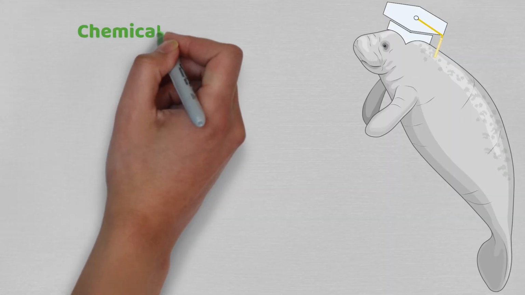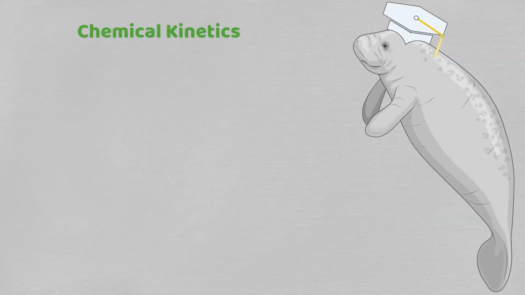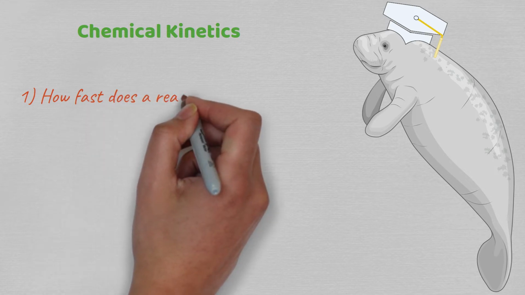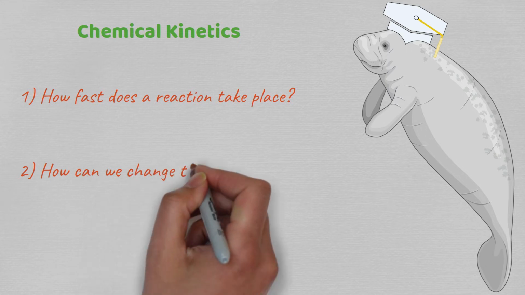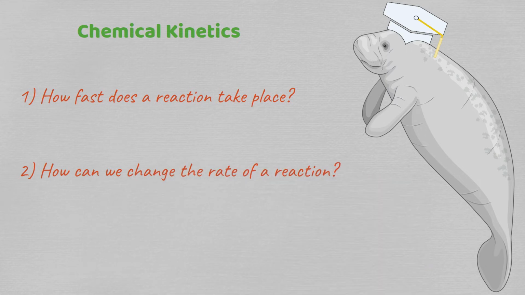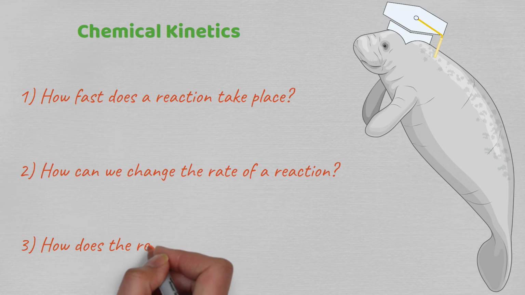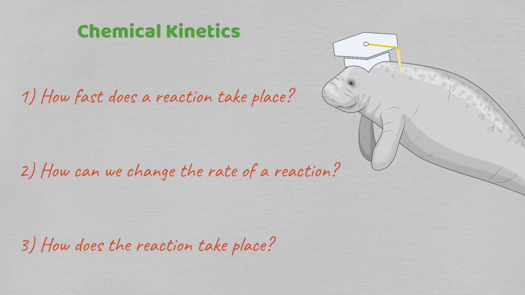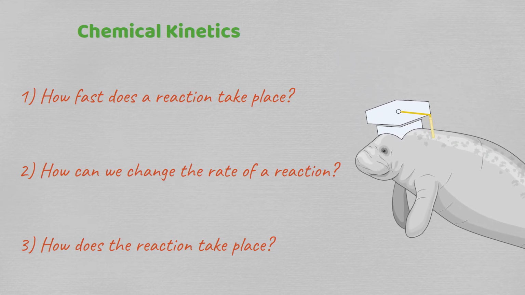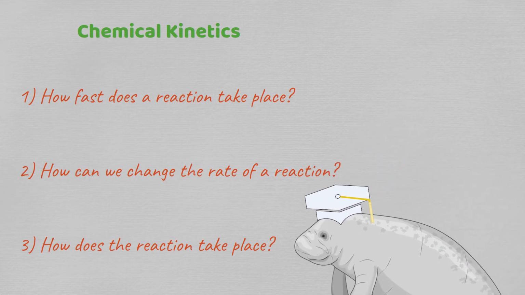Studies of chemical kinetics ultimately deal with 3 specific questions. 1. How fast does a reaction take place? 2. How can we change the rate of a reaction? And 3. How does the reaction take place? We looked at number 1 when we considered rate laws for chemical reactions. We covered number 2 when we looked at the integrated rate laws and how to affect rates through changes of concentration of reactants. However, now we need to take a closer look at the mechanisms of reaction and how they affect the reaction rates.